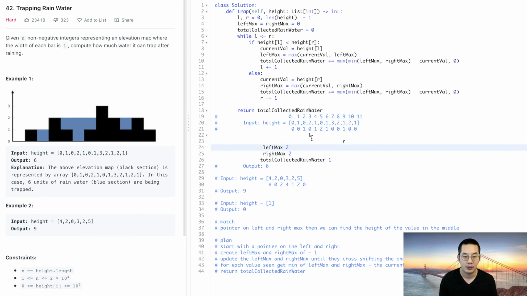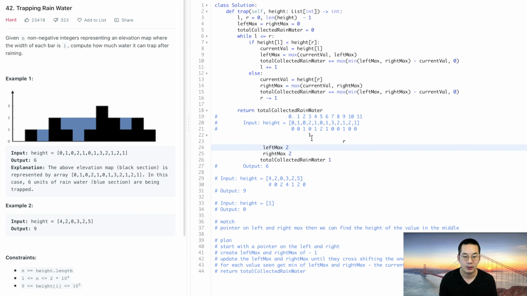There's nothing here, there's nothing here. Now that we are at 1 and 1, we're going to take the right. So right is going to be 1, and 2 minus 1 is 1, so we take a 1 here, 2. We move this, shift this forward.